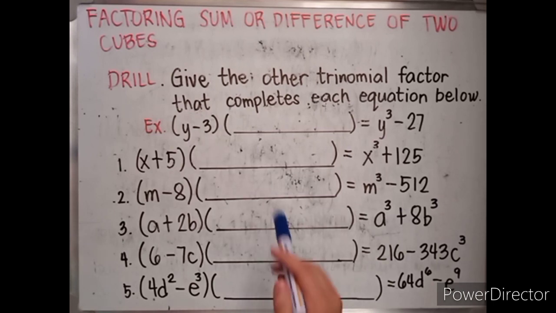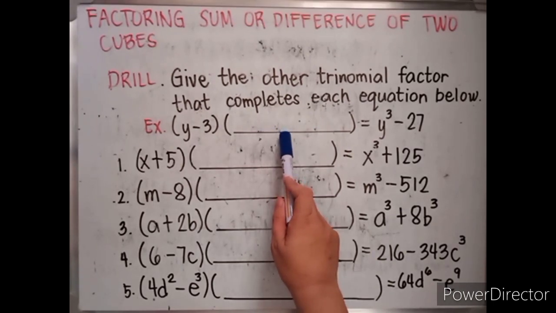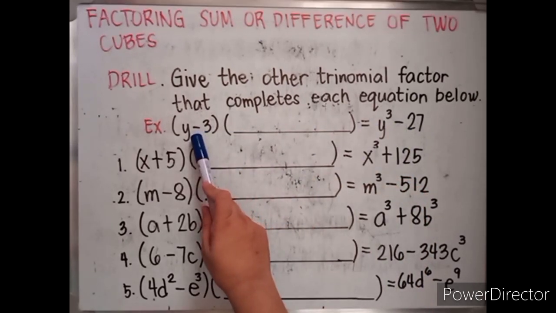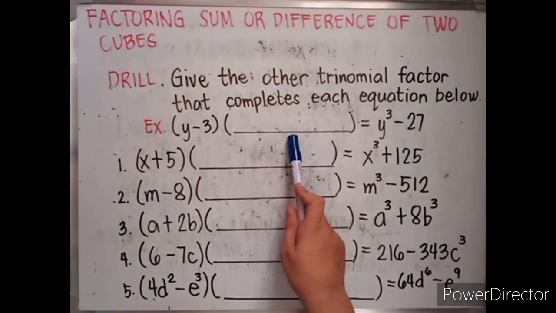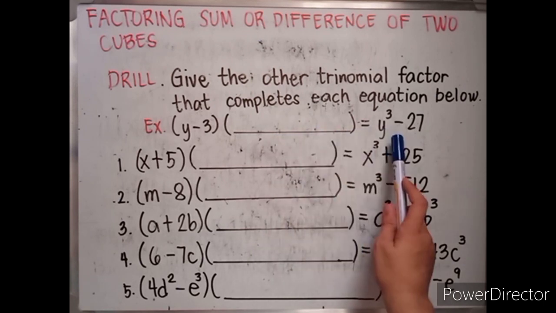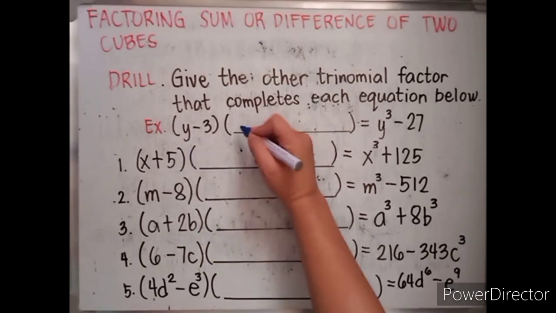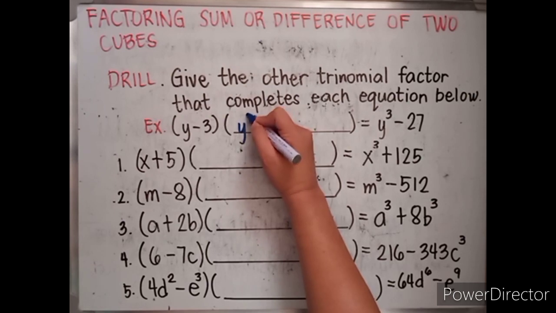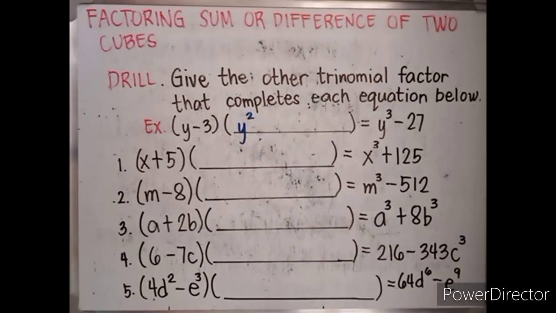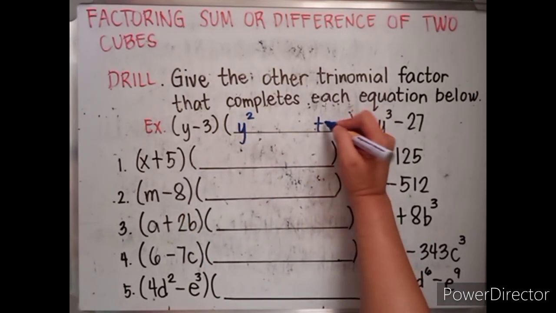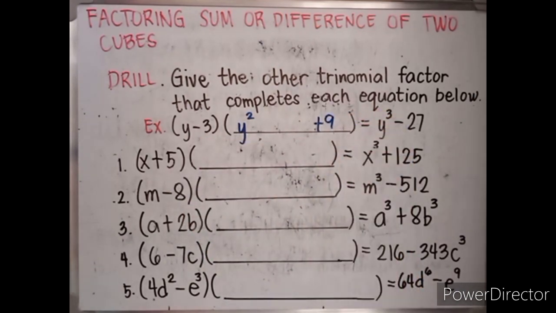So ano yung trinomial factor neto? Para ang lalabas, trinomial factor ng y minus 3. Para ang lalabas, pag minultiply sila, ay y cubed minus 27. So paano kumuha ng trinomial factor? If you have the binomial, ang gagawin lang, square the first term. So we have y squared. Square the last term or the second term. So we have 9. 3 squared or negative 3 squared is positive 9.